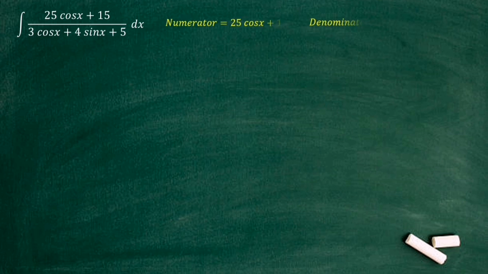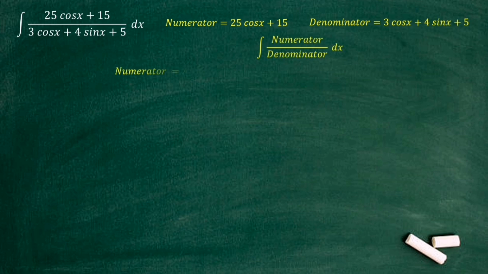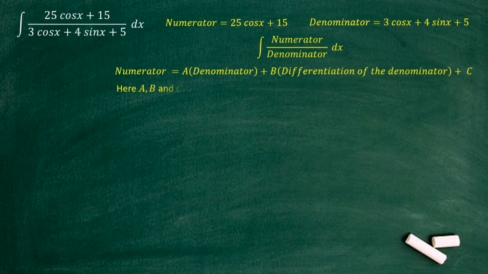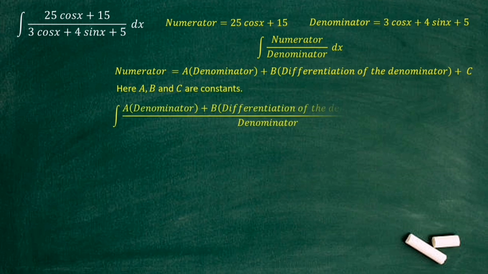Before we start anything, let's think about how we can solve this question. Here we have trigonometry terms in the numerator and the denominator. If we express the numerator terms as the sum of the denominator, the differentiation of the denominator, and a constant using the constant values a, b and c, then we can divide the numerator from the denominator separately.